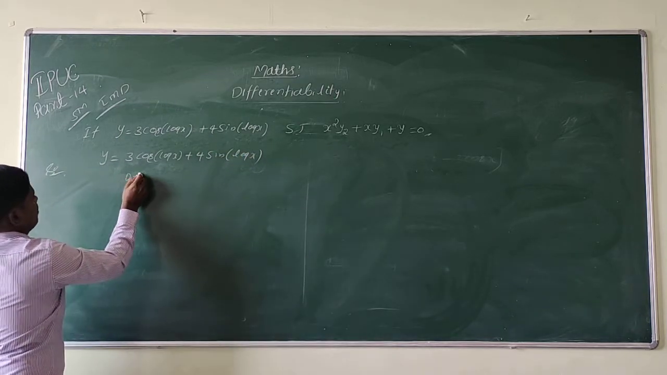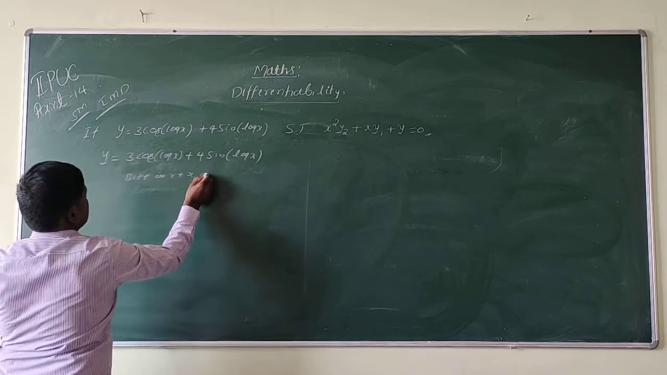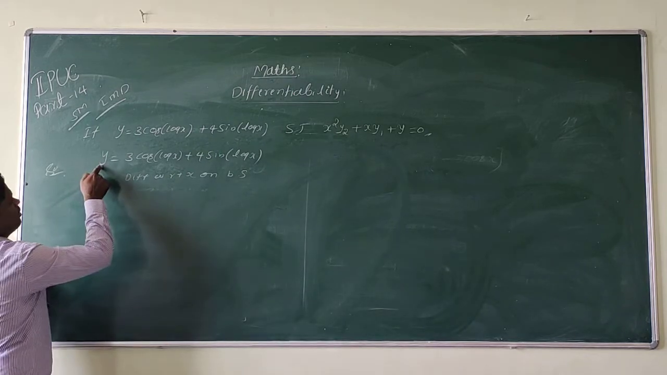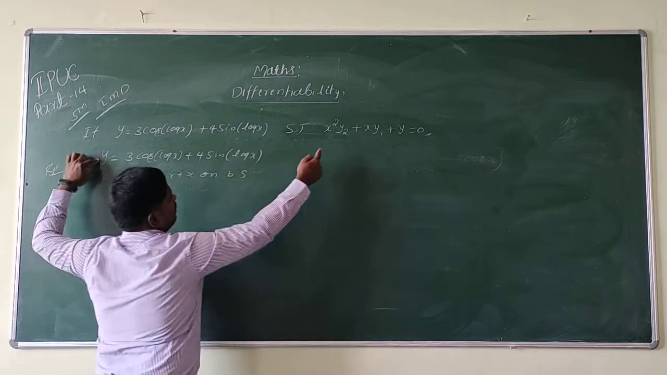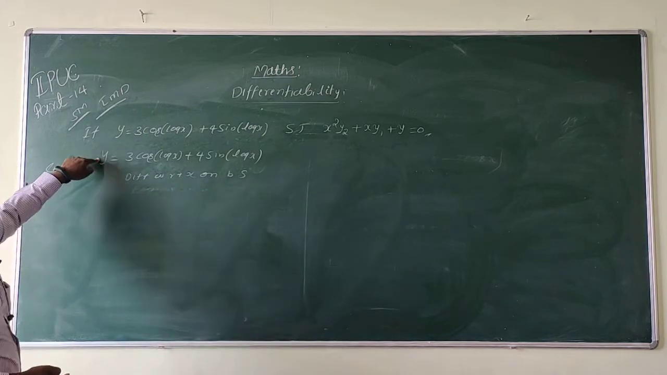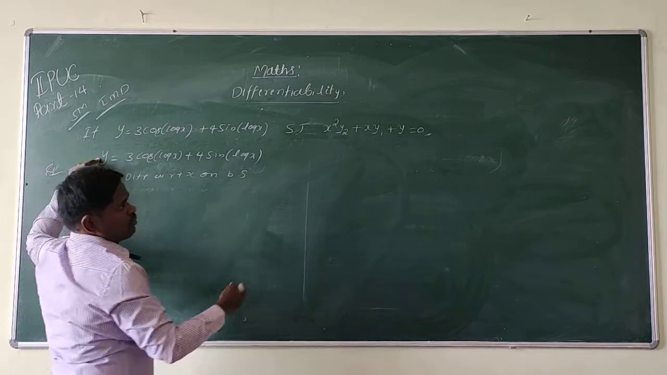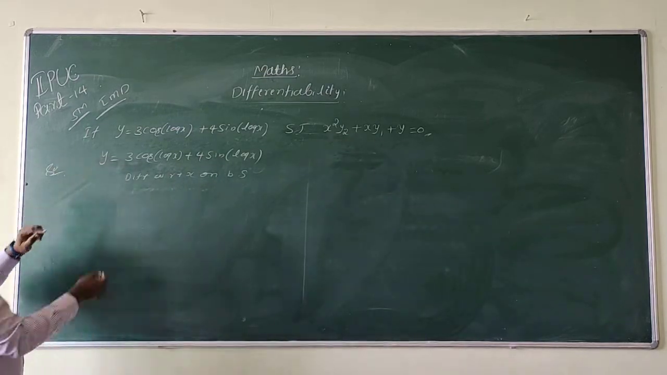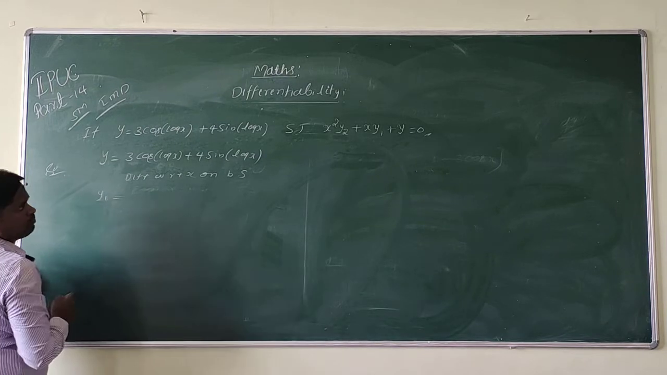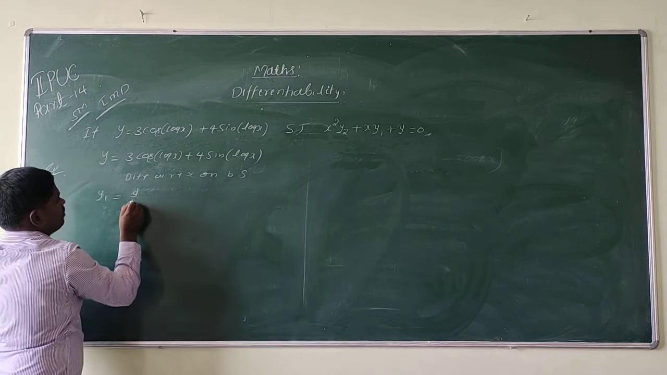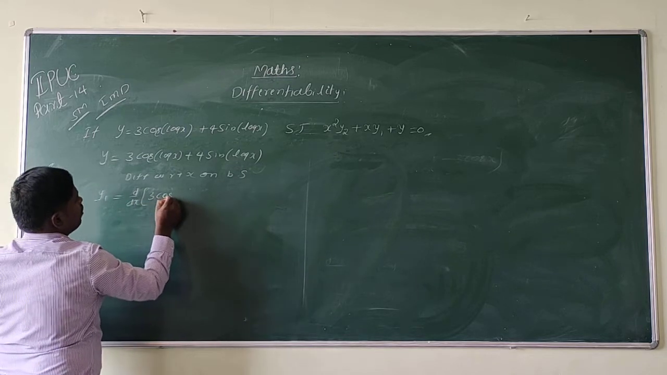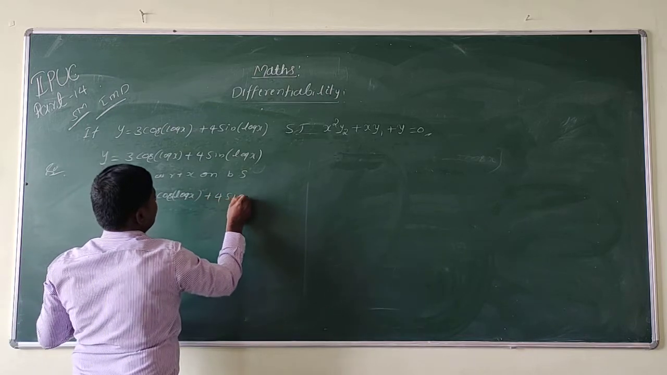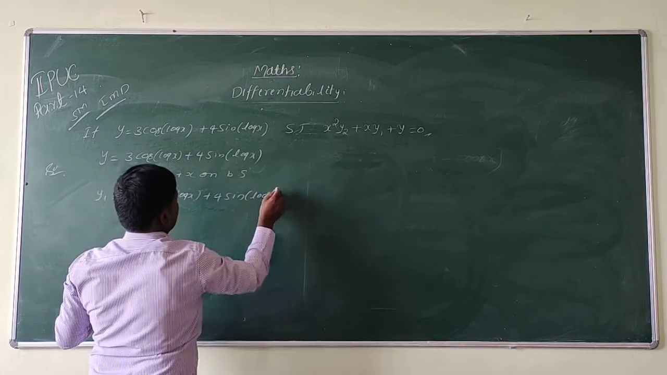So differentiate with respect to x on both sides. For our convenience we are taking y1 and y2: dy by dx is y1, and d²y by dx² is y2. So therefore y1 is equal to d by dx of (3 cos(log x) + 4 sin(log x)). Is it clear?